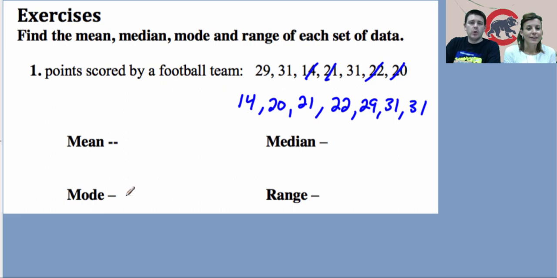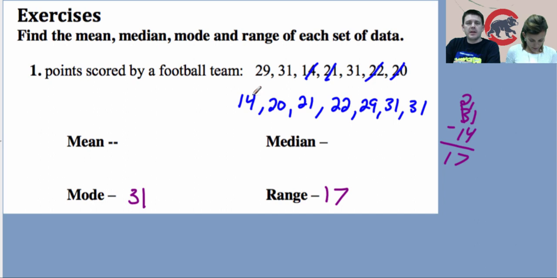Let's knock out the mode. Which one occurred the most? 31. That's our 31. Our range is the high minus the low, so 31 minus 14. Do a little borrowing here. So the data spreads out 17 from low to high.